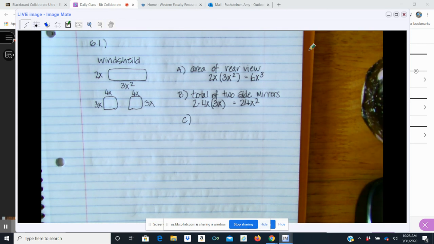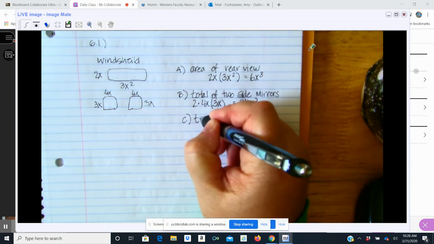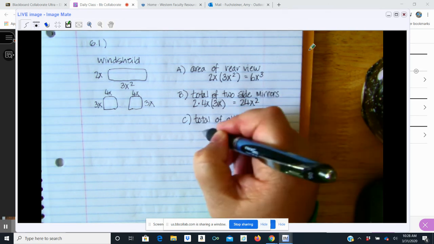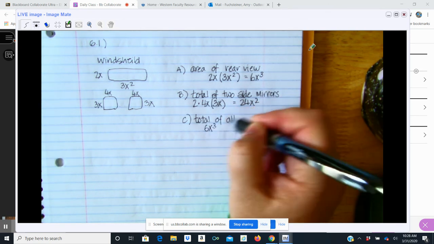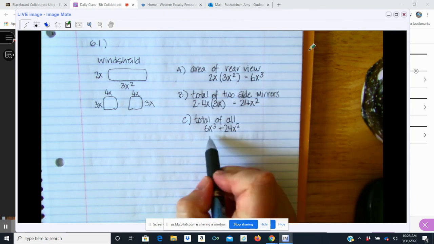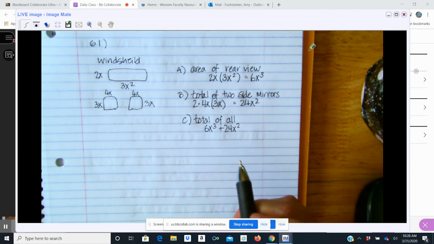But it does say to express in factored form. So that would be, let's see, we'd have 6x to the third plus 24x squared. And what could we factor out of those two terms?